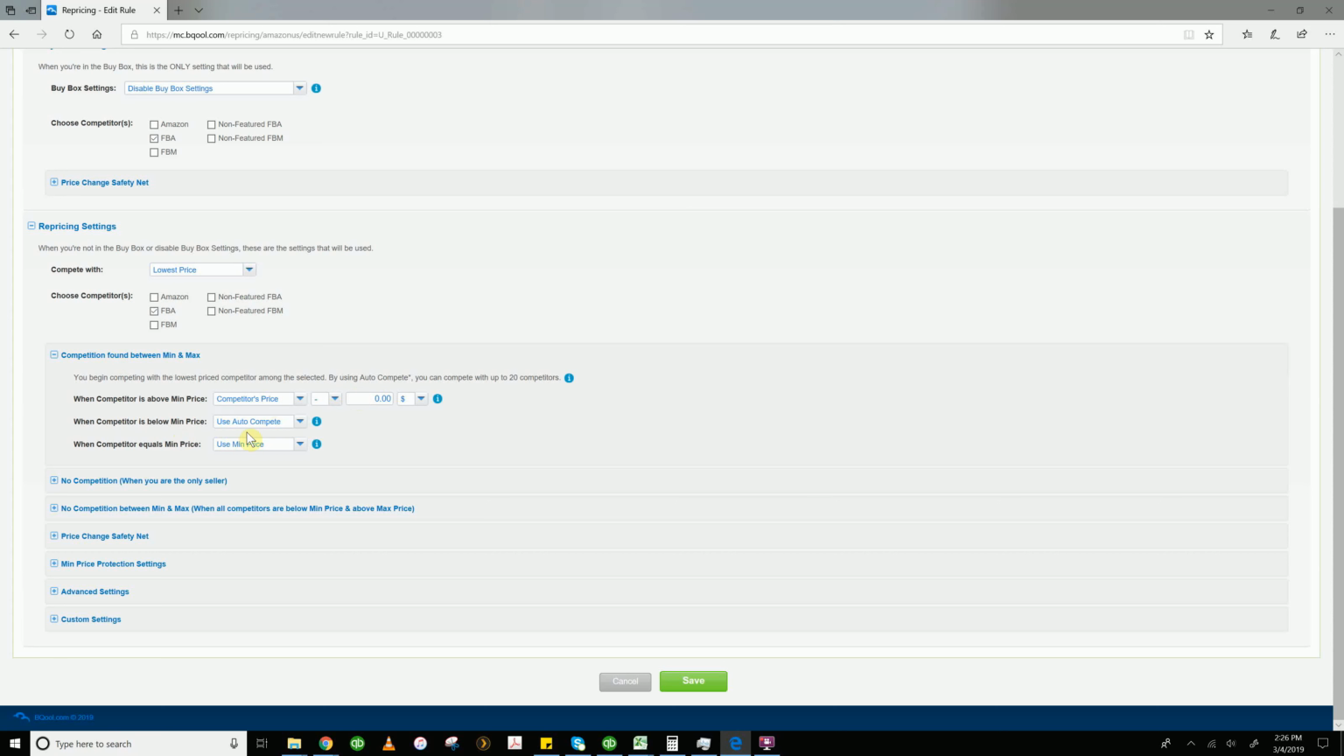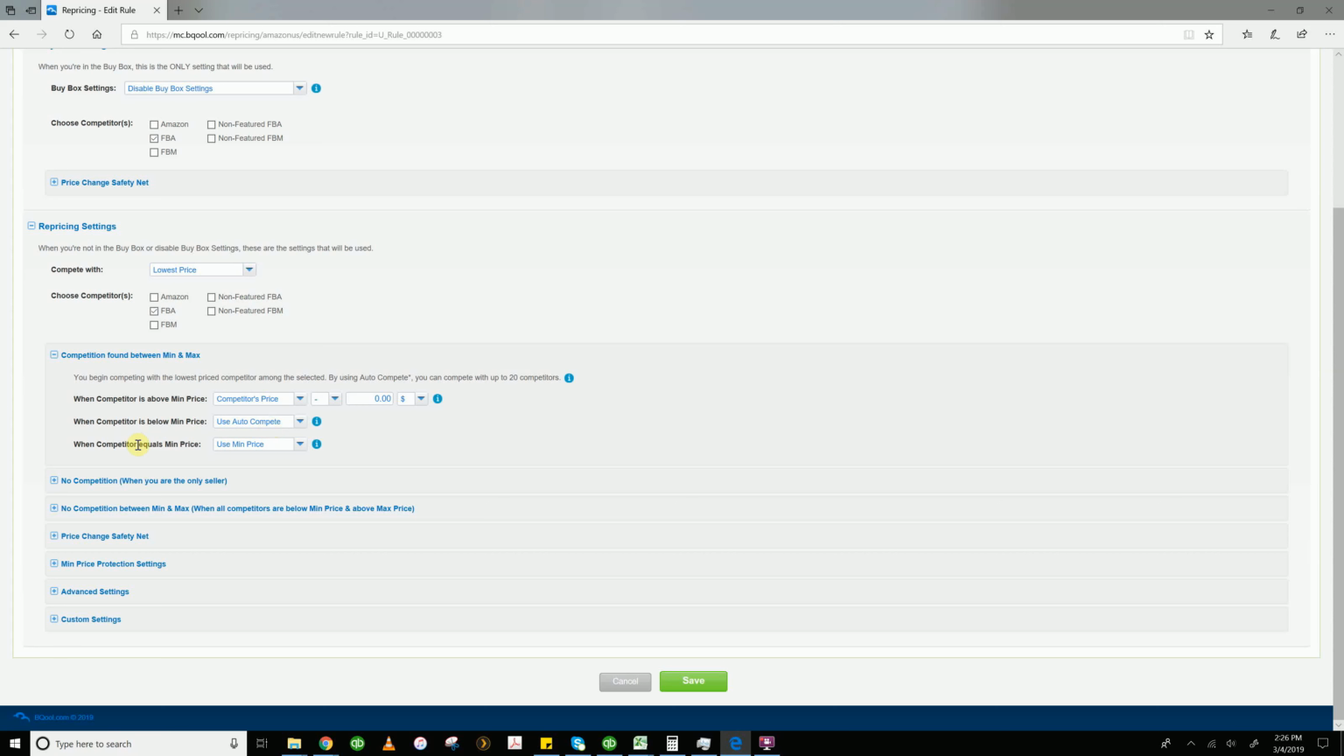When competitor's below min price, use auto compete. This basically means that if my min's 60, someone comes in down to 55, I could either make my min 54, but most likely I'd keep my min at 60, and then the rule would set my price to the lowest FBA price within the min max. So that's what we want to do for that.